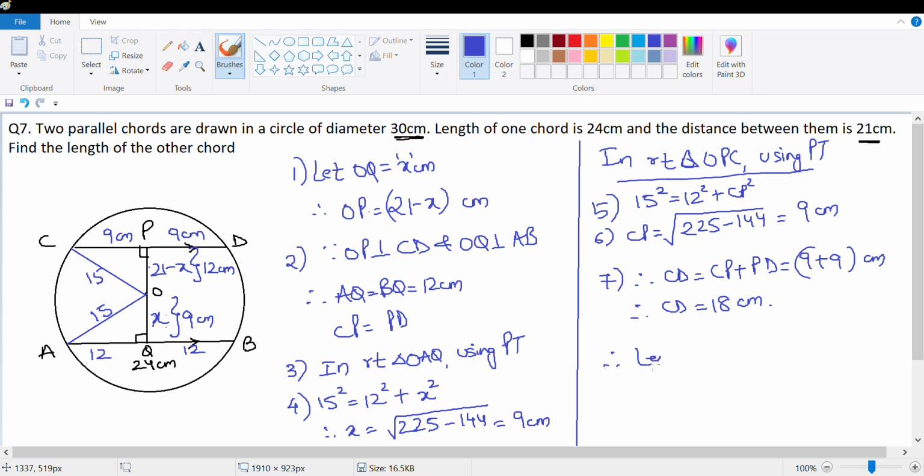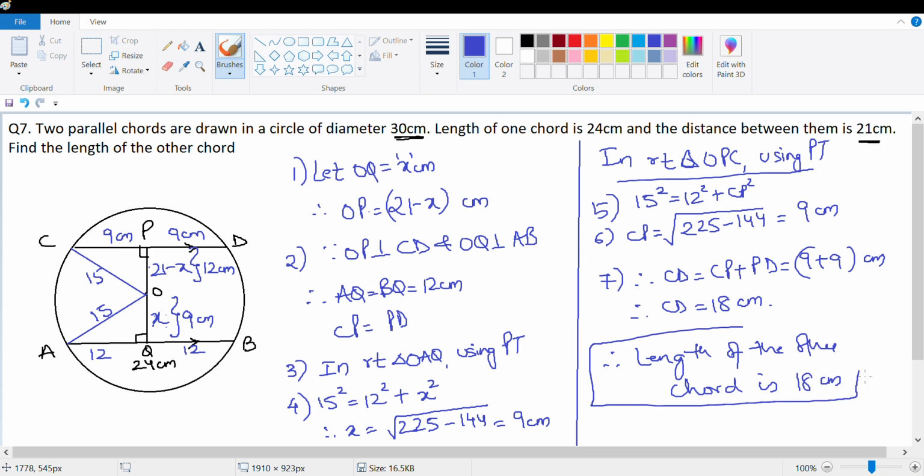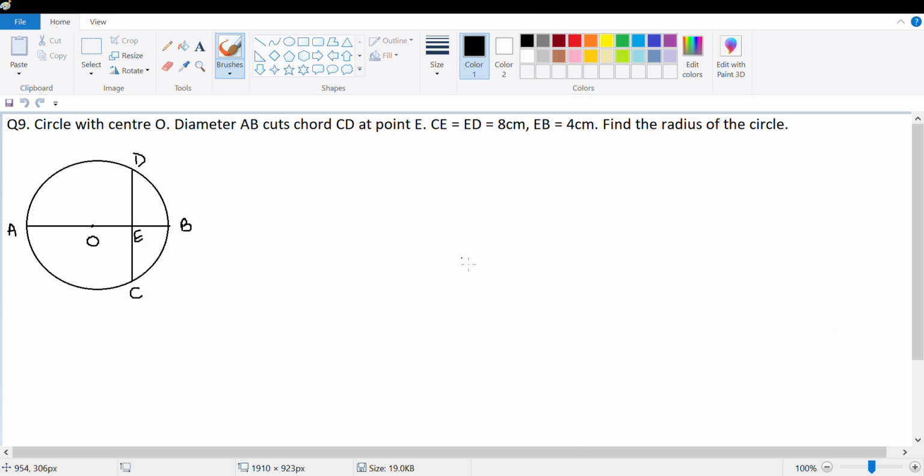Therefore the length of the other chord is 18 centimeter. That's what they wanted. Again, I hope you've realized that we've been using the same property again and again, including Pythagoras theorem. That brings me to the last question that I'll solve with you in this exercise.